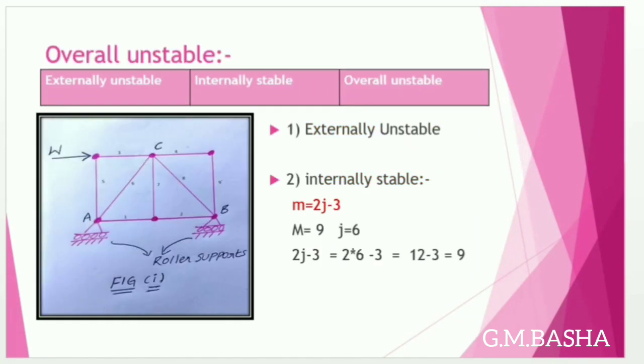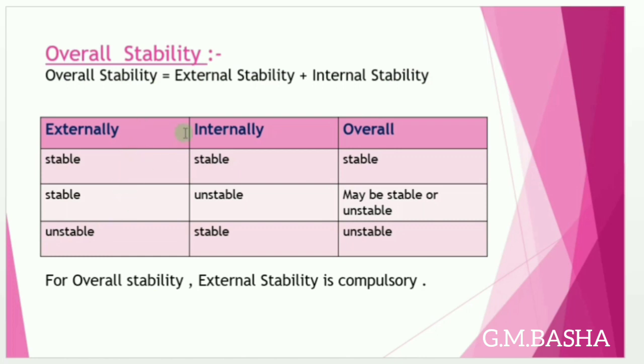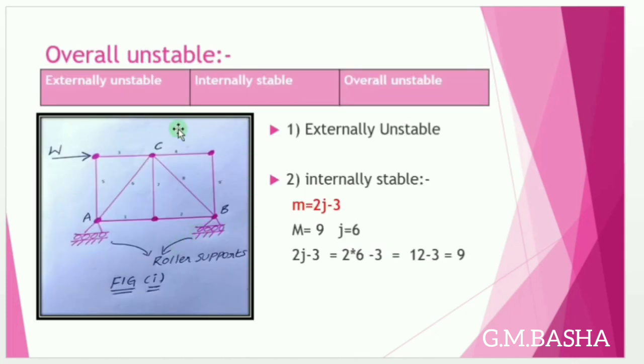At the same time, go for the third condition. If the structure is externally unstable and internally stable, then the overall structure is unstable here. So we will discuss that point also. See here, this figure consists of two roller supports. So therefore, there will be two vertical reactions. Whenever a vertical load is applied, these vertical reactions will try to resist that vertical displacement. If any horizontal load is applied here, then the structure moves in the horizontal direction. There will be no equivalent horizontal reaction to resist the displacement. Therefore, the structure will move as a whole. Then the structure will be externally unstable.